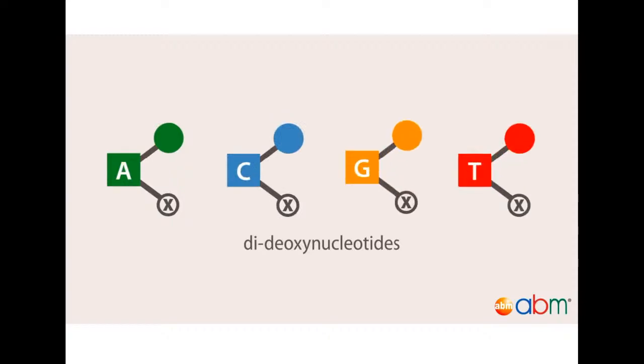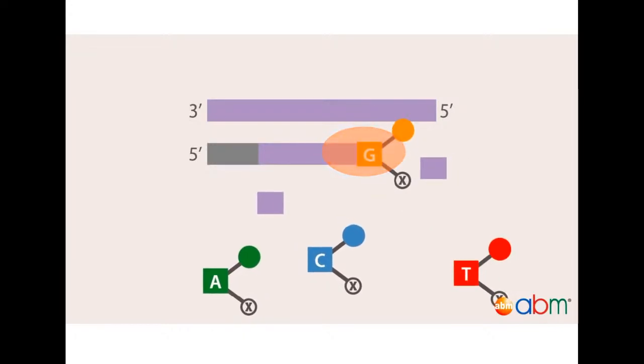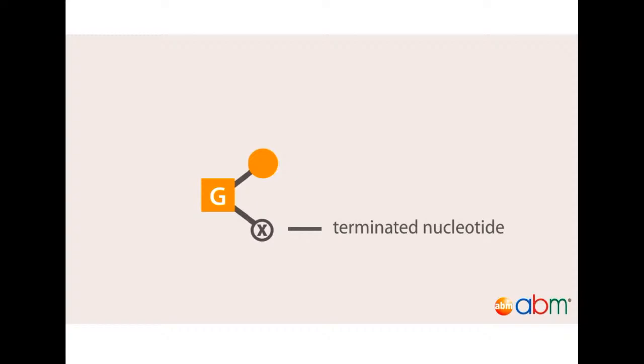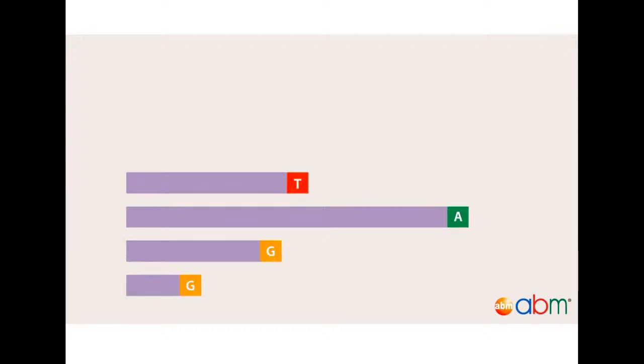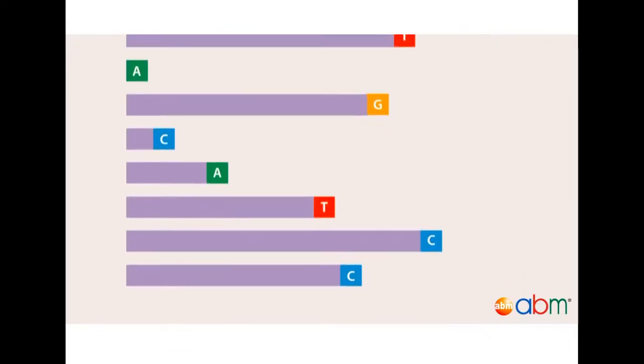Each reaction also contains a mixture of 4 dideoxynucleotides, one for each DNA base. These dideoxynucleotides resemble the DNA monomers enough to allow incorporation into the growing strand. However, they differ from natural deoxynucleotides in two ways. One, they lack a 3' hydroxyl group, which is required for further DNA extension, resulting in chain termination once incorporated in the DNA molecule. And two, each dideoxynucleotide has a unique fluorescent dye attached to it, allowing for automatic detection of the DNA sequence. As a result, many copies of different length DNA fragments are generated in each reaction, terminated at all of the nucleotide positions of the template molecule by one of the dideoxynucleotides.